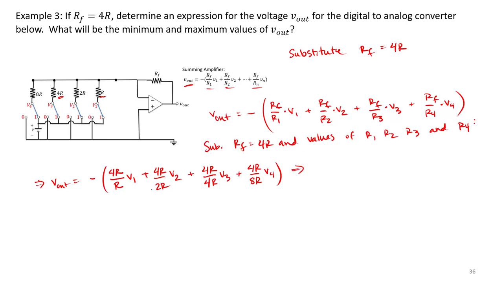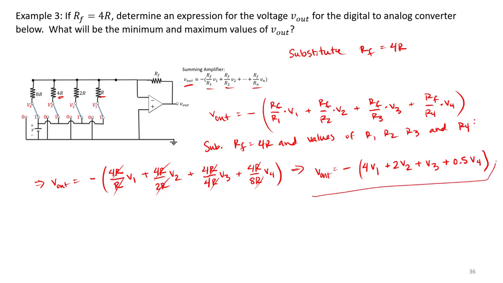So notice the resistor R cancels on the numerator and denominator. So we are left with V out is going to be equal to negative 4V1 plus 2V2 plus V3 plus 0.5V4. So that is our expression for our voltage V out, given the information we've been provided.